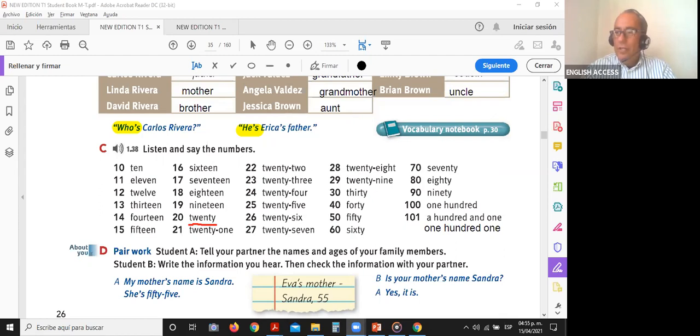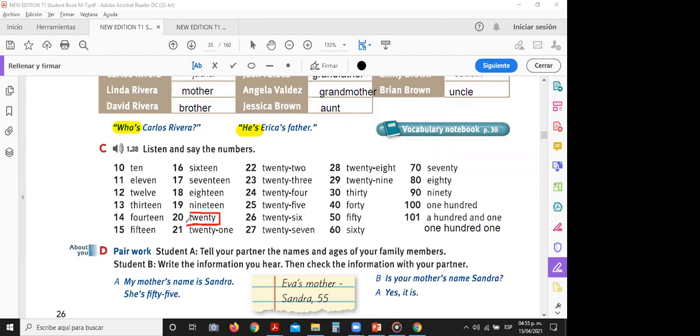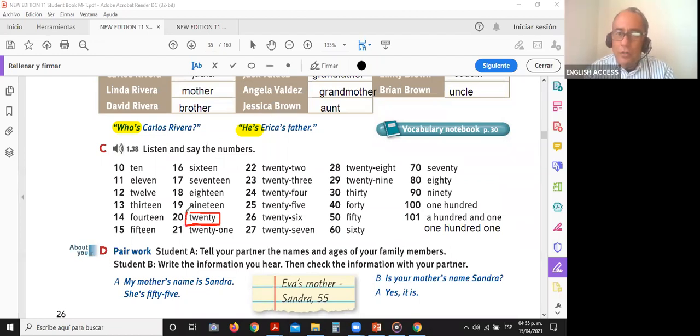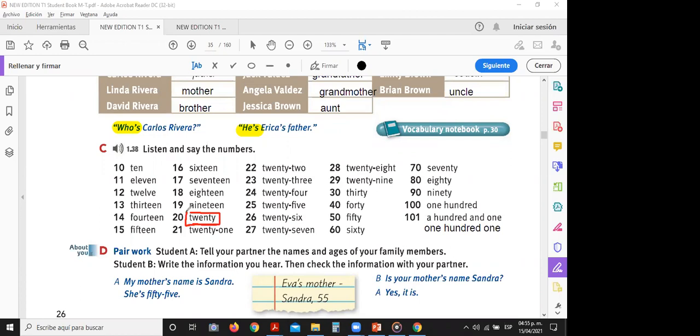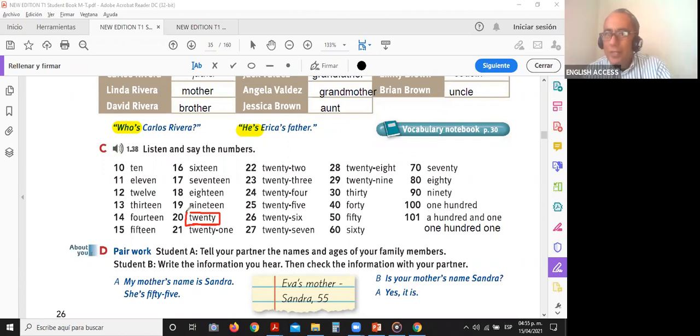So let me just point out this number here. Can you repeat that number for me, please? This one here. What is this number? 20. Okay, can you repeat that, Francisco? 20. Can you repeat that, Carolina? 20. No, the other 20. Exactly. Sometimes we say 20 or sometimes we say 20, especially with this number. Both ways are correct. Some people say 20. Some people say 20. There is no problem in that pronunciation.